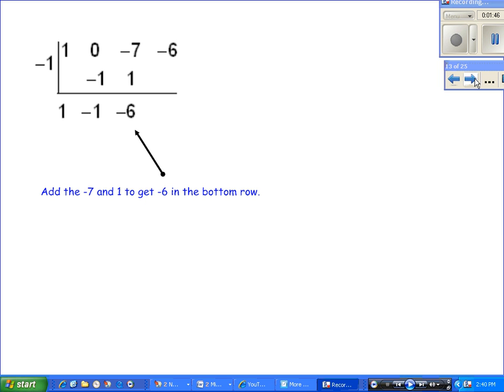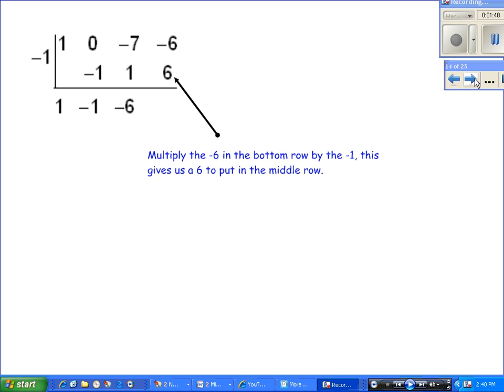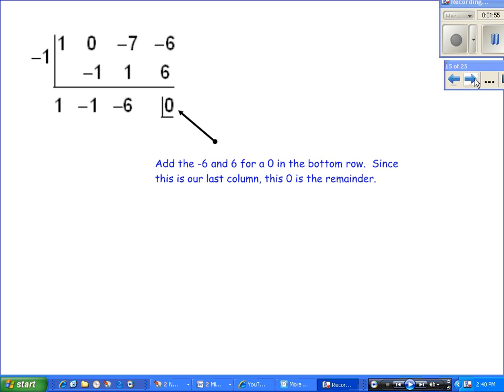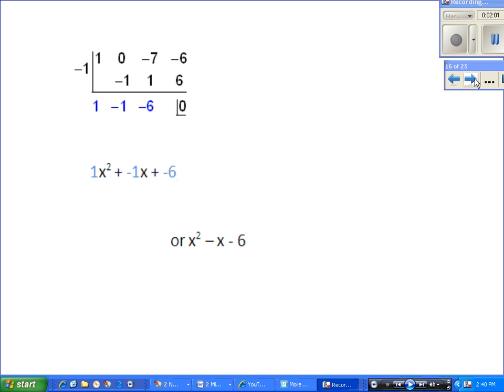And then I'll add the negative 7 and the 1 to get negative 6 in the bottom row. Then we'll take that negative 6 times the negative 1 to give me 6. That goes in the middle row. And then we'll add to get 0. Since this is our last column, this 0 is the remainder. And then the other coefficients in that bottom row, the 1, the negative 1, and negative 6, will be the coefficients for the quotient left over after we do our division.